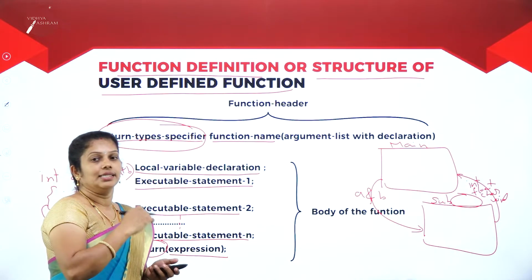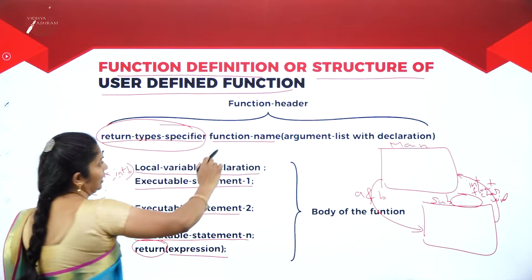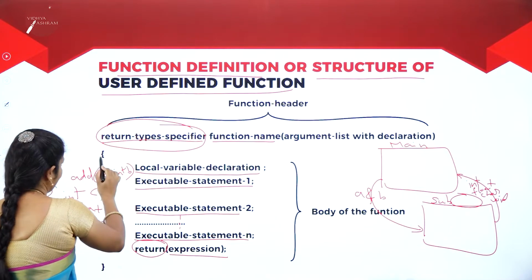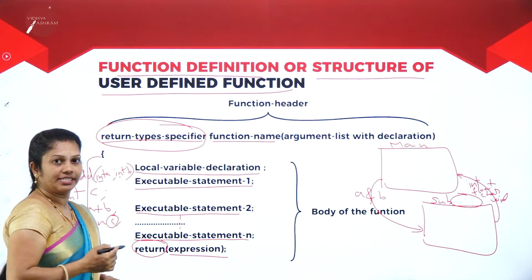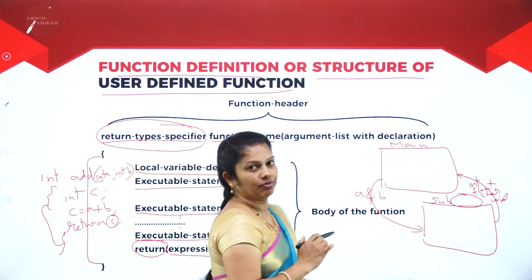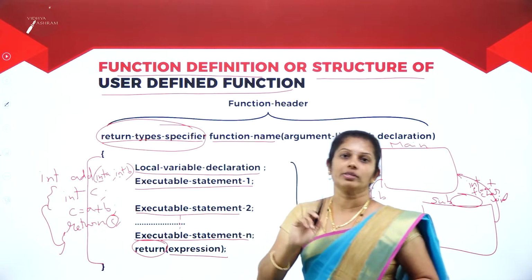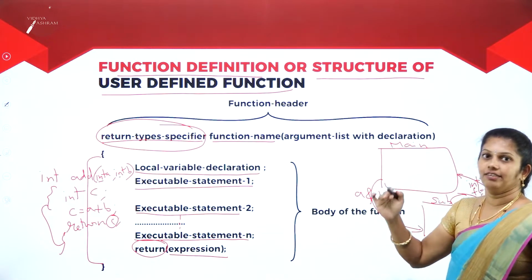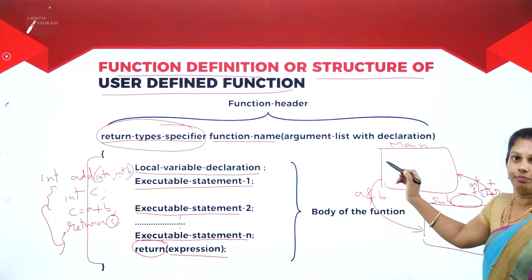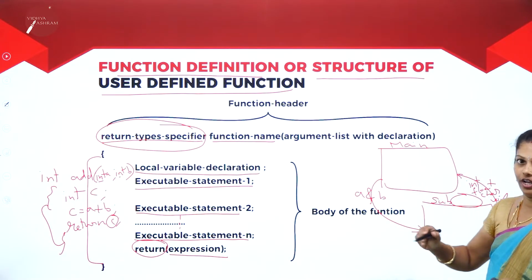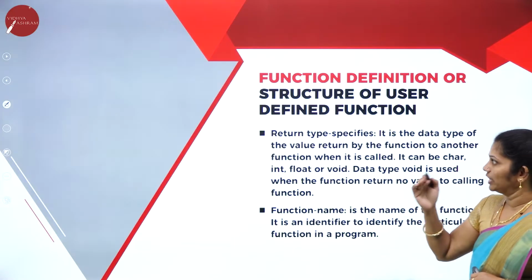Now, is it clear? This is the general structure of a user-defined function. First we have the return type specifier, then function name, then argument list. Inside this flower bracket, compulsorily you have to write the local variable declaration, all executable statements, and finally the return expression. After that, you have to close the bracket. But don't put any semicolon here. Just close the bracket. This is regarding the user-defined function. Here, the arguments represent the values we are passing from main program to subprogram, whereas the return type specifier tells which type of value we are generating to the main program. Now, is it clear? Next, we'll explain one by one.